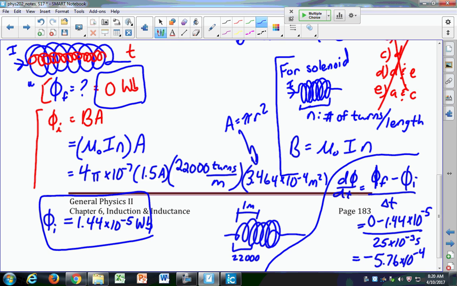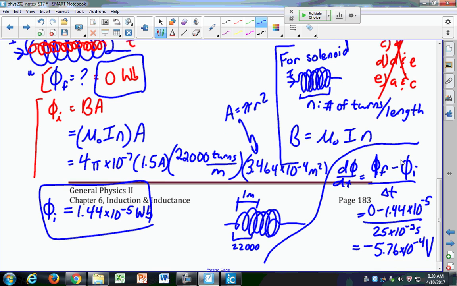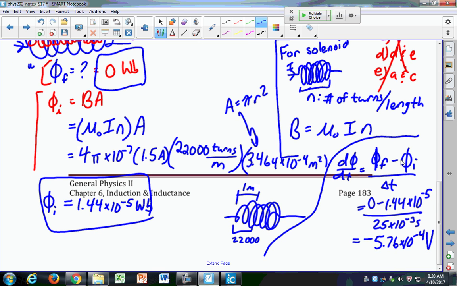This is measured in volts, so it's not the final answer, because my EMF is actually equal to N. I'll do it down here. This is the final step. The EMF is equal to minus N times d phi dt.